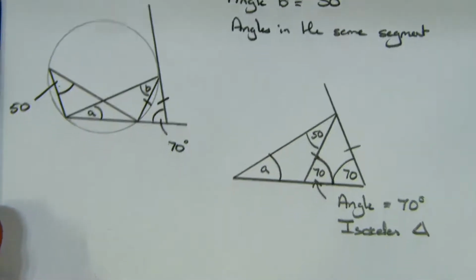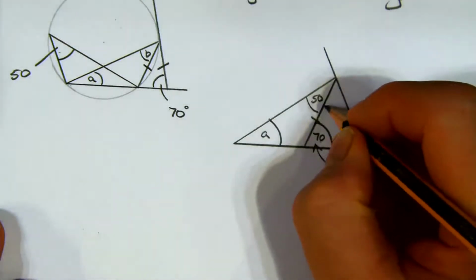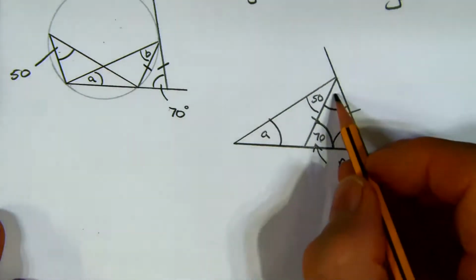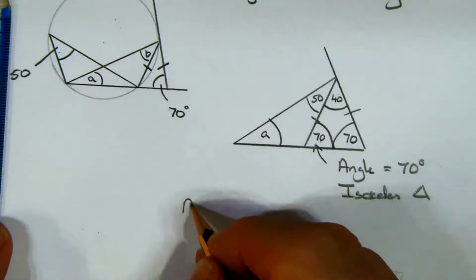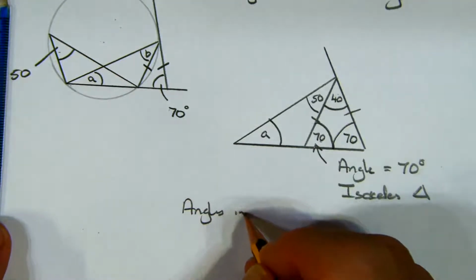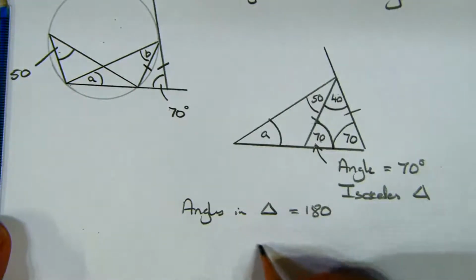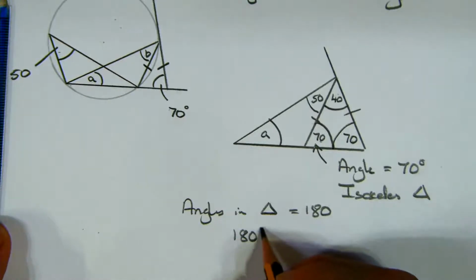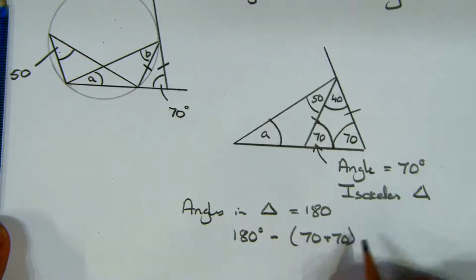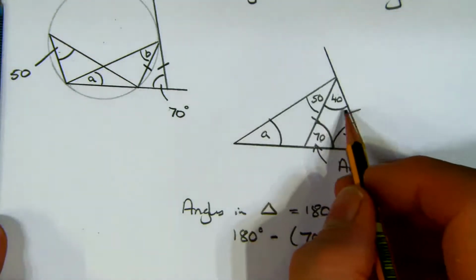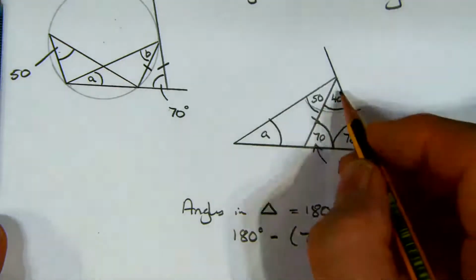Spelling's not obviously very good on a Monday morning. If this is 70, this is 70, then this one has to be 40. How? Well, angles in a triangle equal 180 degrees, so that's going to be 180 degrees minus 70 plus 70. That means that this angle here altogether is going to be 90 degrees.